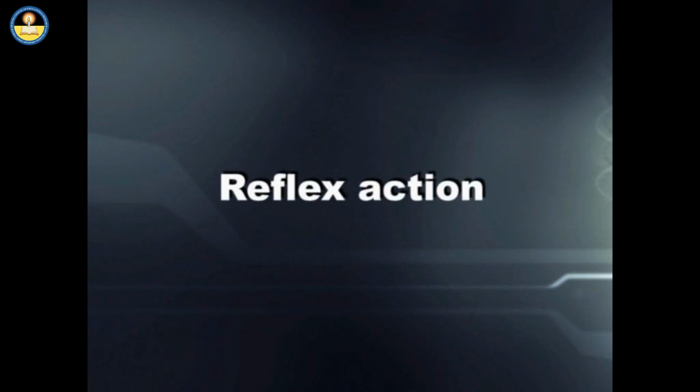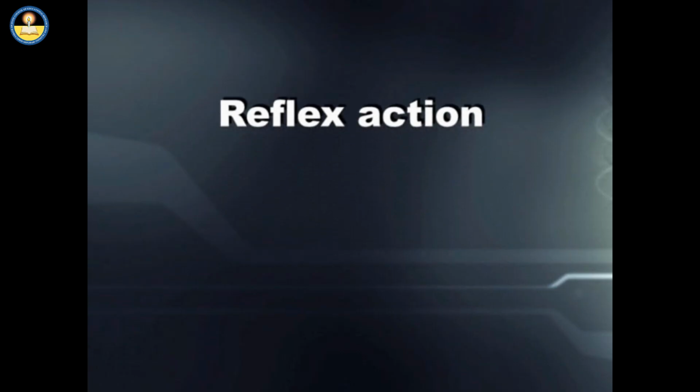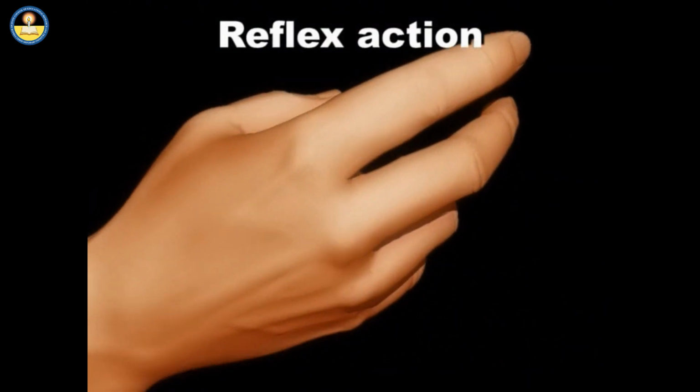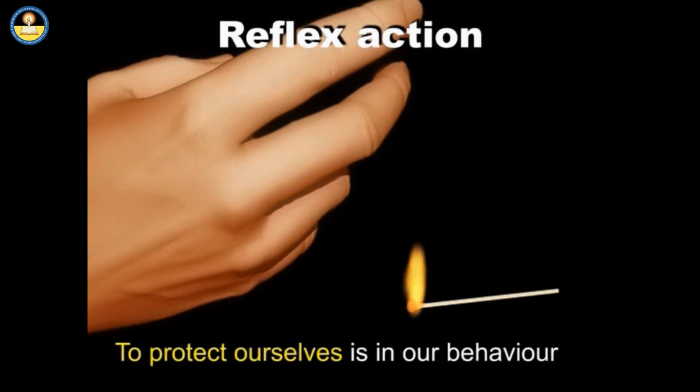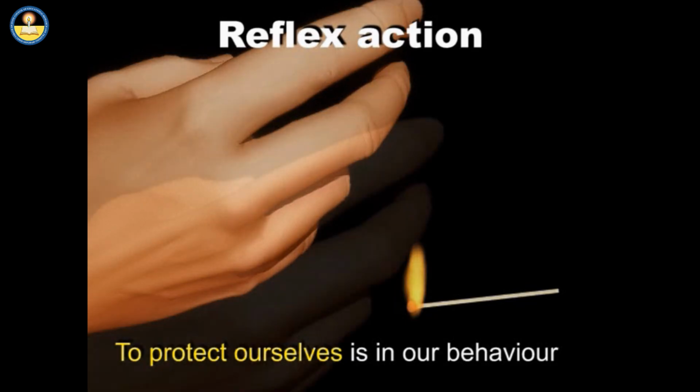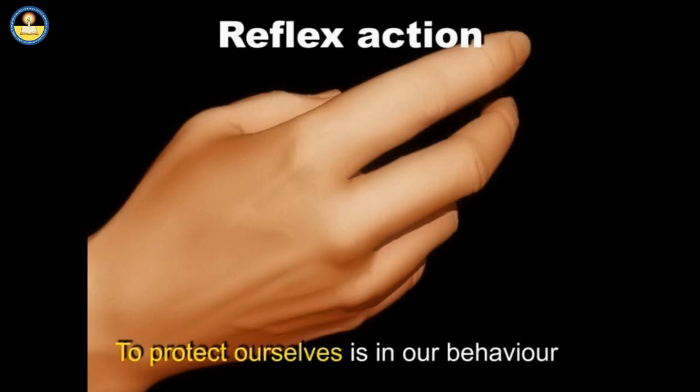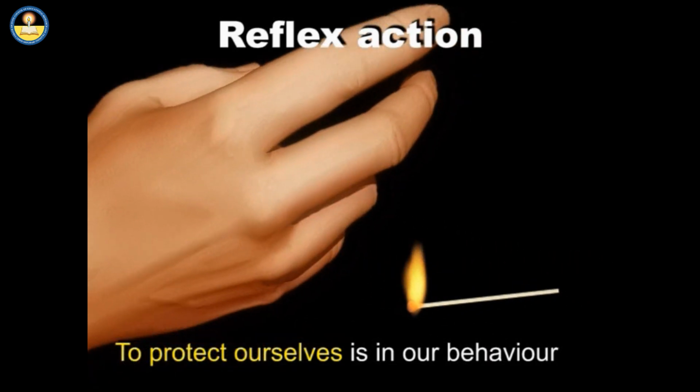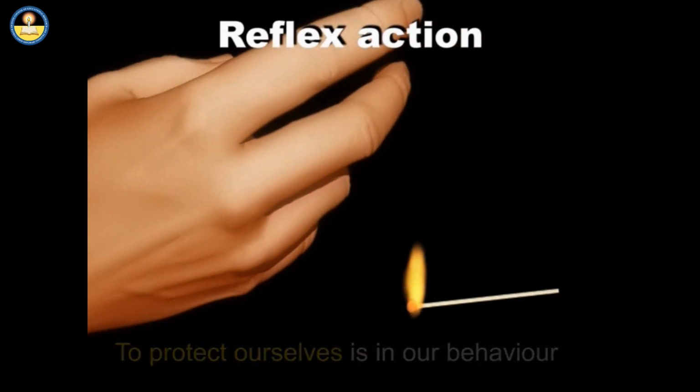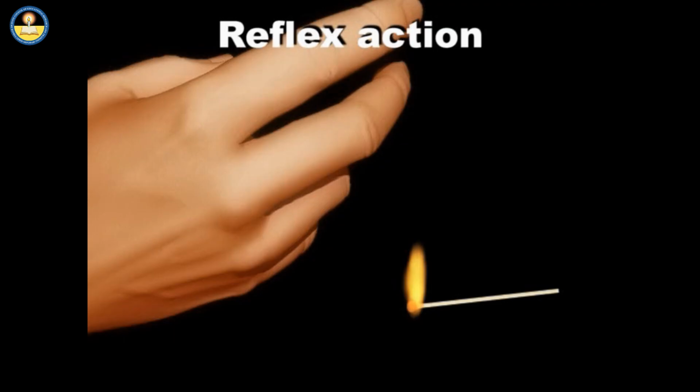Reflex action. Let us take an example to understand how reflex action takes place. When you happen to get close to a burning object, you will always pull your hand away from the object without thinking about it. To protect ourselves is inbuilt or innate behavior, and we all behave in the same way.